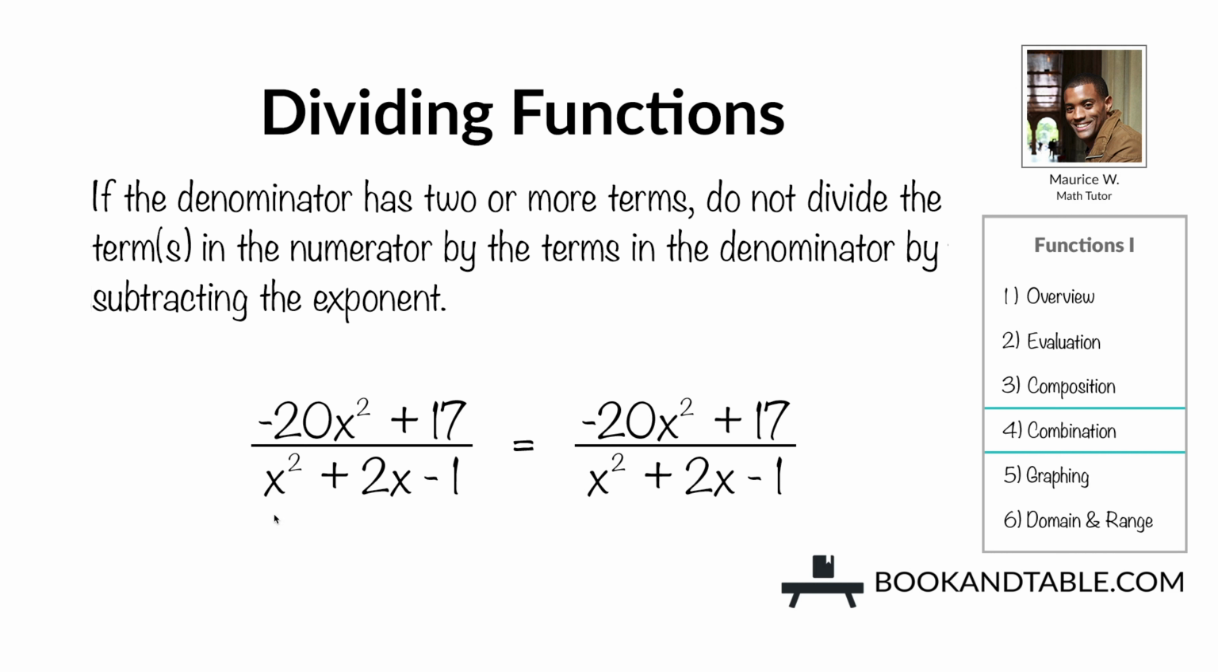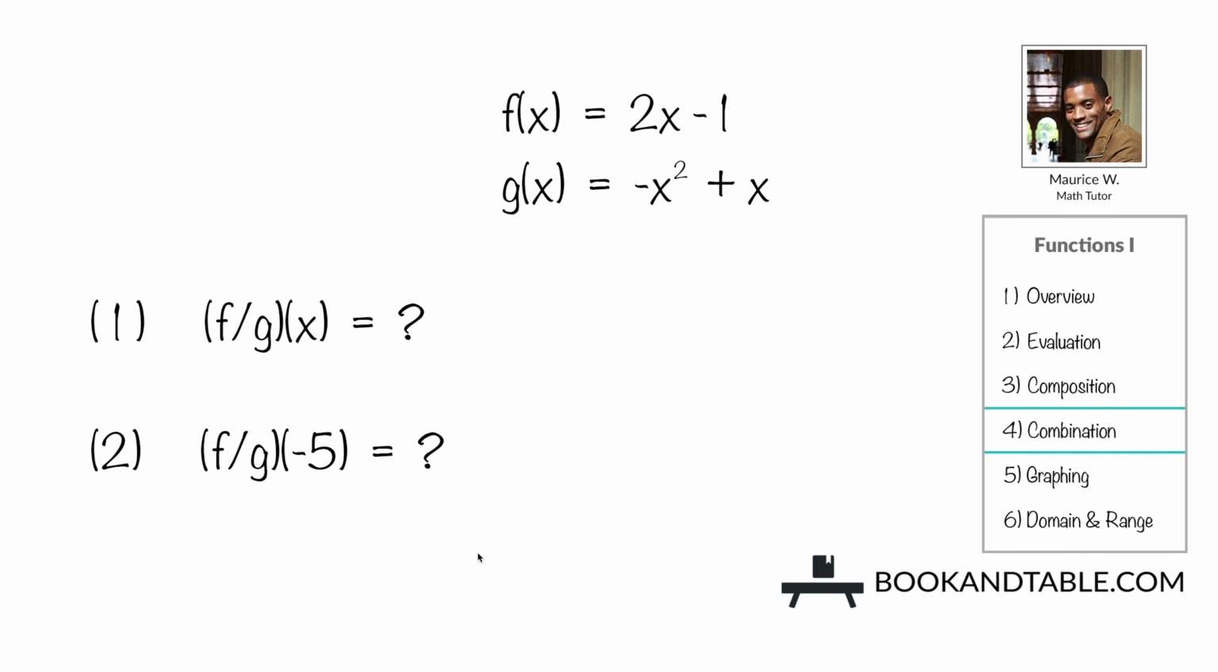So for an example like this one, negative 20x squared plus 17 divided by x squared plus 2x minus 1. Since we are not dividing each term by all the terms in the denominator, the way we would if we had a singular term in the denominator, we are going to leave this expression as is. Okay, so in this chapter, you're only going to simplify the expression further if there is a singular term in the denominator. So let's walk through an example together.